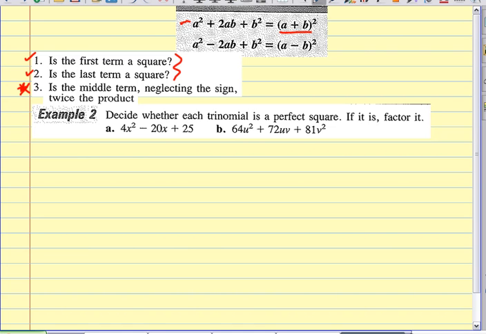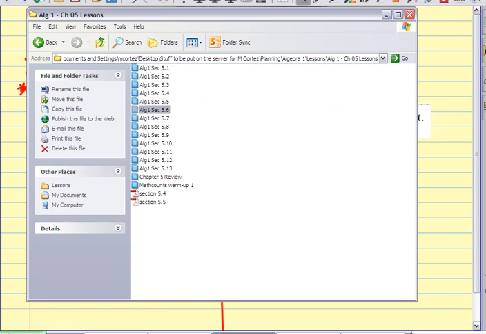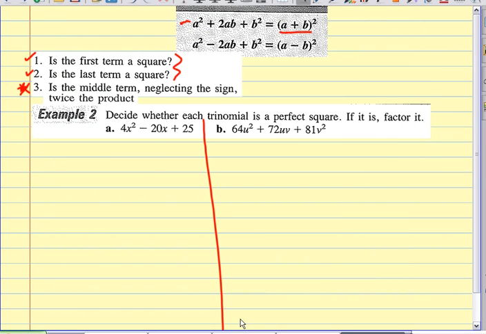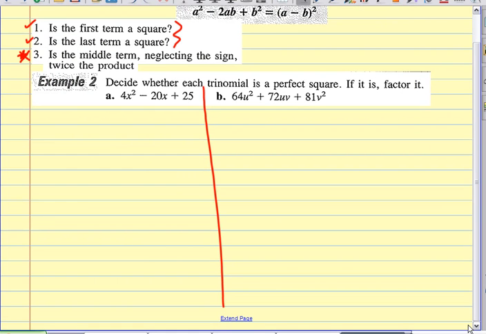All right, so let's look at this. I'm going to split the screen in half. Let me ask you this. Maddie, is the first number a perfect square? Okay, what's its square root? 2x. So I'm going to put 2x in the front of each.